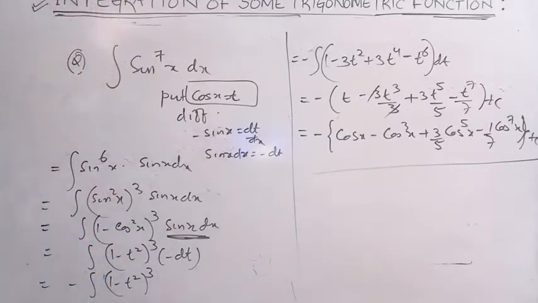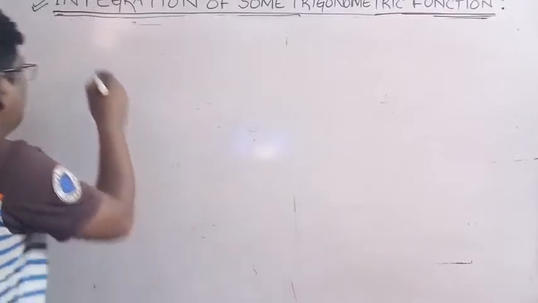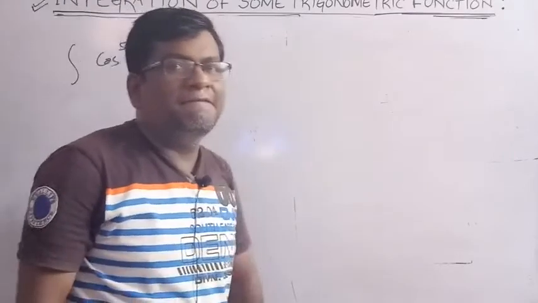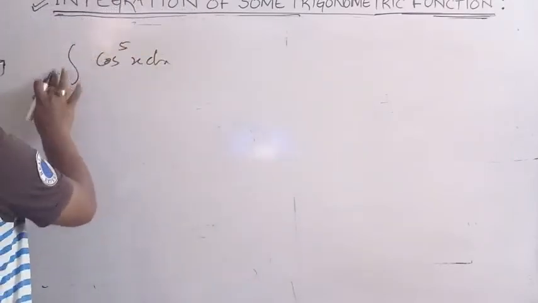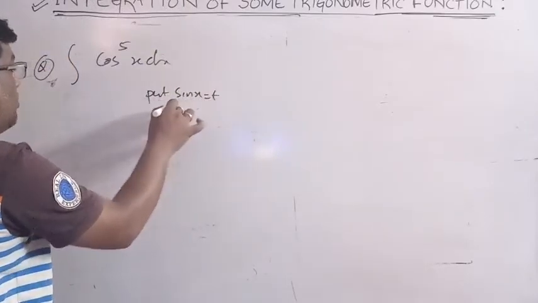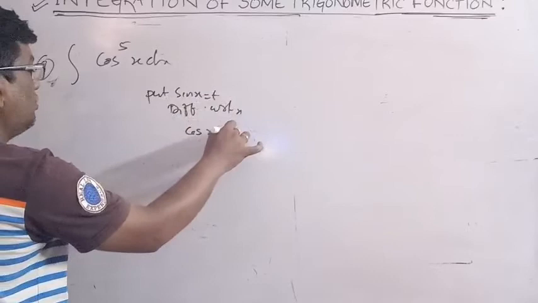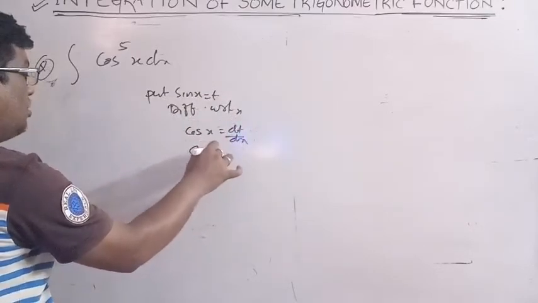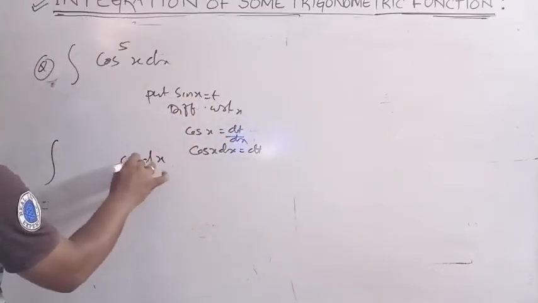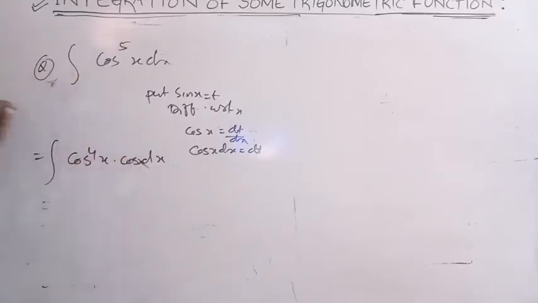Now another question: integration of cos 5x dx. Odd power present, so put sin x equal to t. Differentiate with respect to x: cos x is equal to dt by dx, or cos x dx is equal to dt. So we take one cos x for dx, and the remaining is cos fourth x. Again put sin x equal to t.